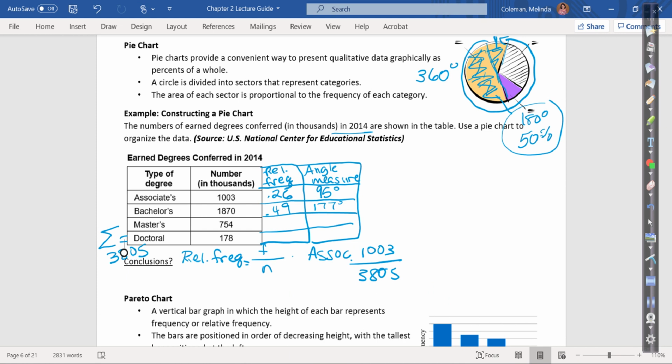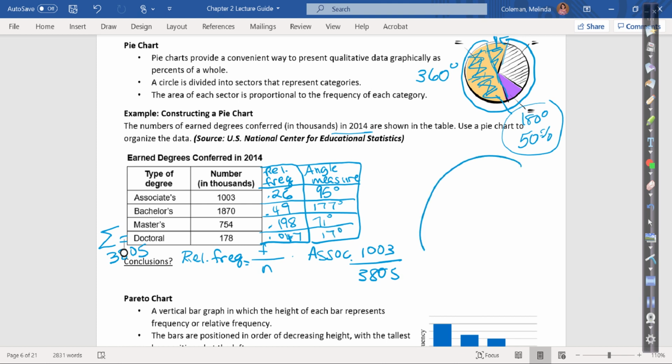For the masters, if we do it the same way, we get about 0.198, about 20%, or 71 degrees. And for the last one, 178 is 0.047, which is about 17 degrees.